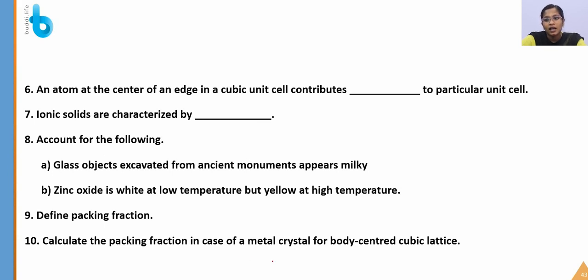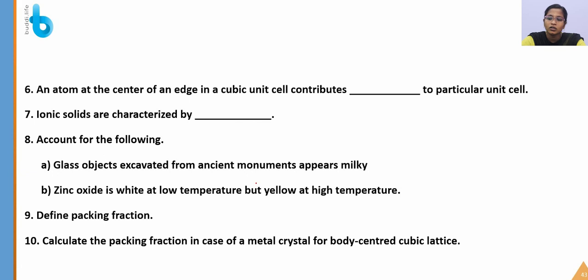So the first one is, glass objects excavated from ancient monuments appear milky. This is because glass is partially amorphous and partially crystalline. So on aging, what will happen? The temperature of the substance will be varying, right? So in that case, the arrangement of particles will be in a proper arrangement. So what will happen now? The transparency of the glass substance will not be seen, okay. So it appears milky, okay.